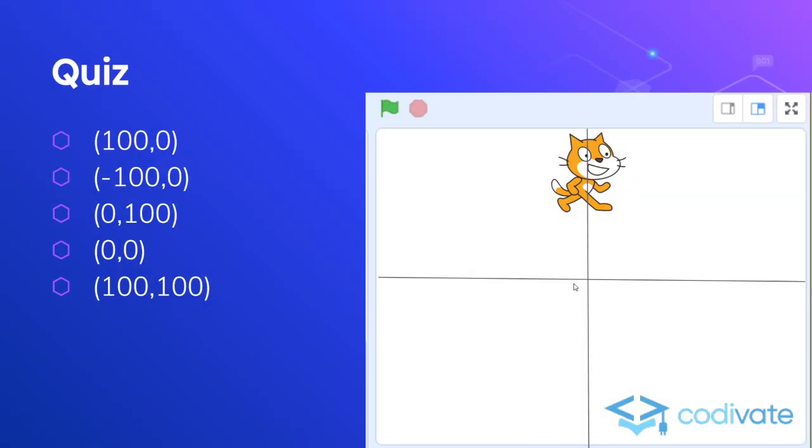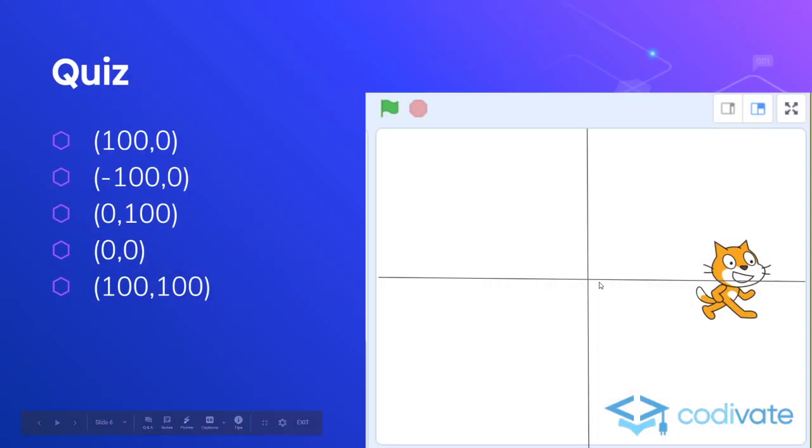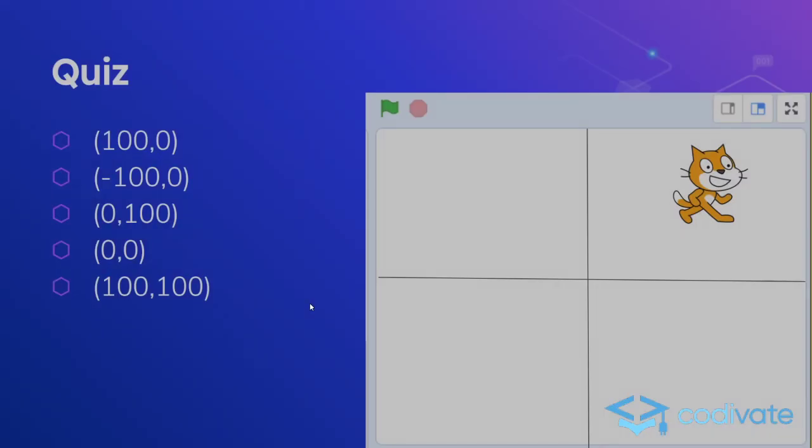Next one. Again, start from the center, go to where the cat is. Now the cat's above, but it's not anywhere left and right. So you know the first number has to be 0. And since it's going up, you know the second number has to be positive, and our only answer that fits that is 0, 100. Similarly, the cat goes to the right, but does not go up and down, so the second number is 0, and the first number is positive, therefore it's 100, 0.